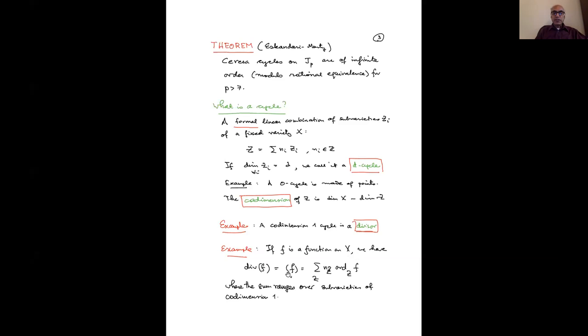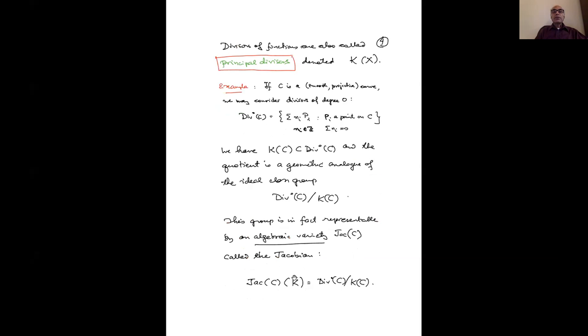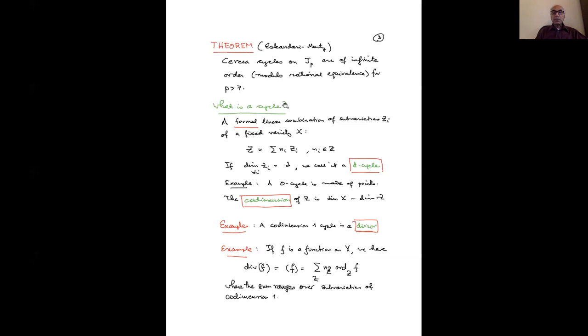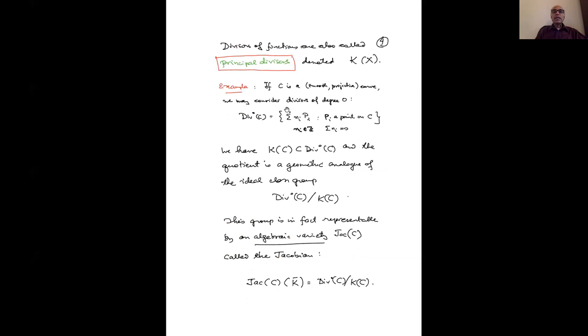Associated to the function, and that's called the divisor associated to f, sometimes written like this. And so we may also think of divisors of functions as principal divisors, and that's the point of this notation, is to make you think in that way. They're principal divisors, and they basically come from the function field, whatever ground field k is, k of x.